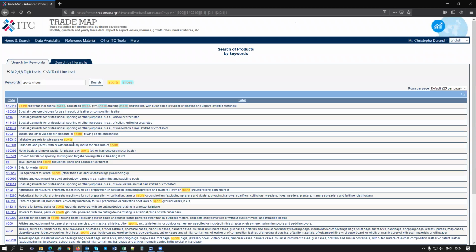and here I have a match of the different products that have the word sports and shoes, or the derivatives, so sport without an S, shoe without an S, and so on and so forth, so that you see what's the proper product code.